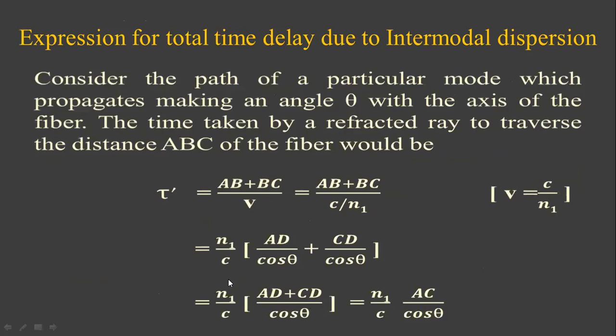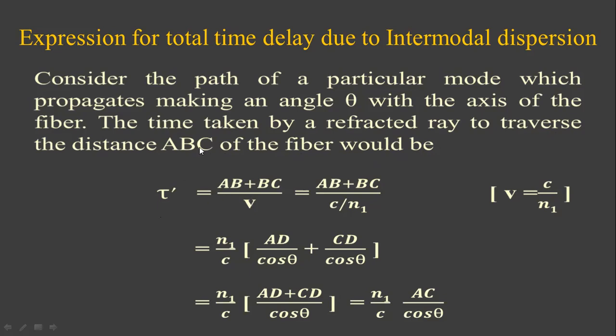Here I am going to derive an expression for the time delay due to intermodal dispersion. Consider the path of a particular mode which propagates, making an angle theta with the axis of the fiber. This I have already shown in the diagram. The time taken by a refracted ray to traverse the distance ABC of the fiber would be tau dash. Tau dash is equal to (AB plus BC) divided by V.